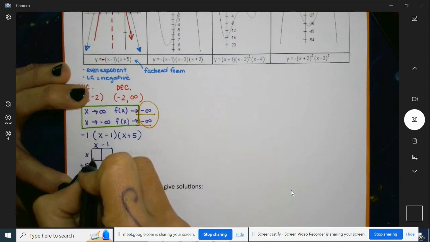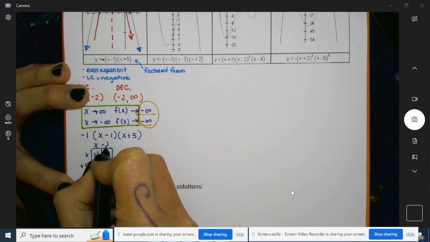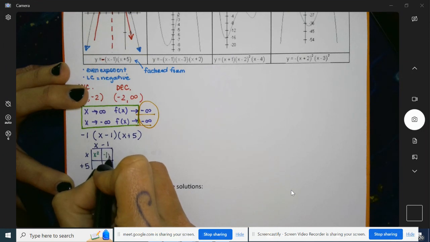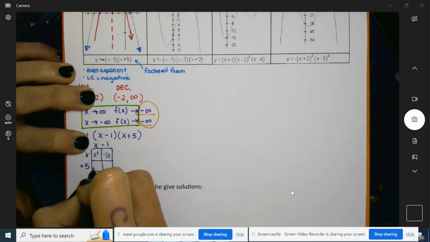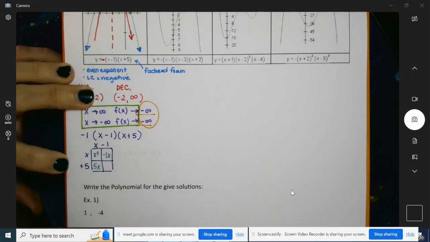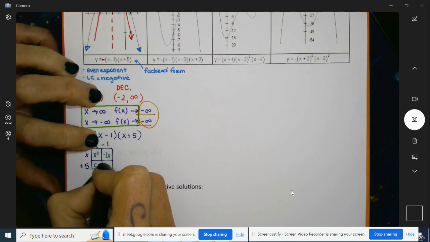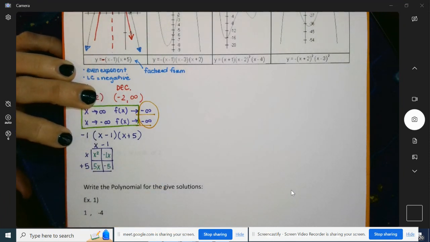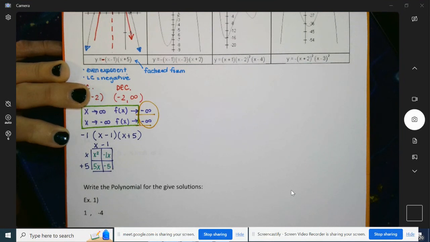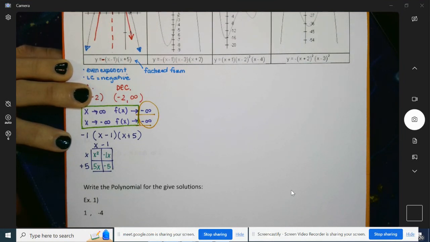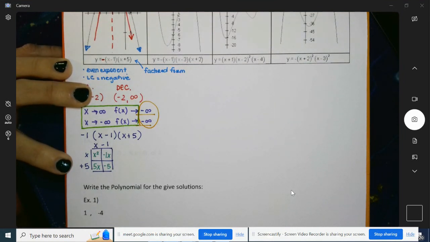So x times x is x squared. -1 times x is a -1x. 5 times x, 5x. 5 times -1, -5. Are you guys okay with what I did right there to get those numbers, as far as the box method is concerned, like multiplying the two binomials, or no? Because I can go back and explain that a little bit more, where those numbers came from, if we need to.